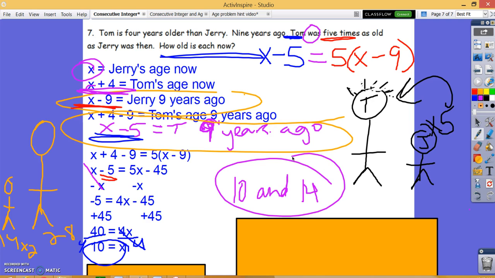9 years ago. Well, 9 years ago, Jerry was just a 1-year-old baby. Okay, so we'll draw him laying down because he's a little baby. And 9 years ago, Tom was a little kid. He was only 5 years old. So it is true, Tom was 5 times older than Jerry. So it works.